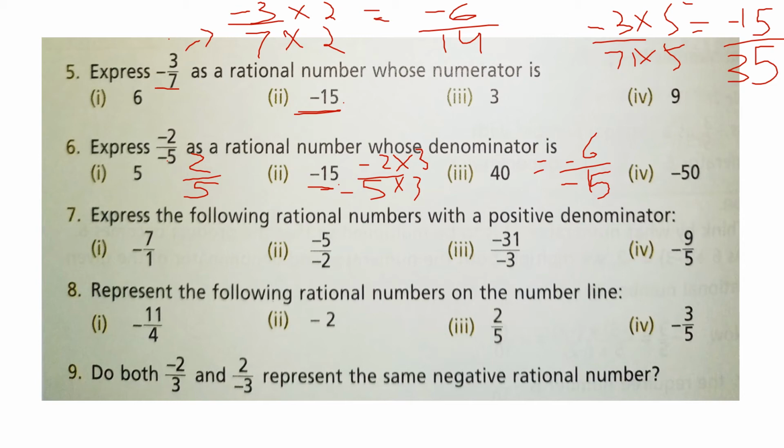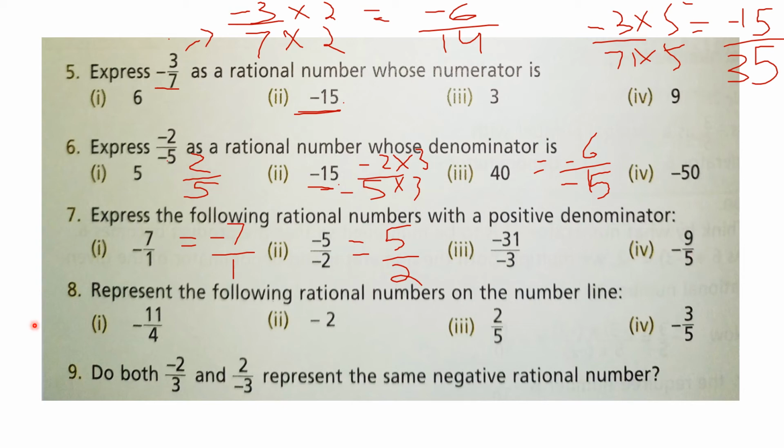In question number 7, express the following rational numbers with a positive denominator. You have to make the denominators positive. This one is already positive, you just have to rewrite it as minus 7 by 1. Make sure that you write the negative sign with the numerator, not with the denominator. Here this minus sign will go in the numerator, minus minus plus, so it will become 5 by 2. Similarly, you have to do the third and fourth part. You will move this negative sign to the numerator so it becomes positive, and you will write this negative sign with 9 just to make sure that the denominator is positive.